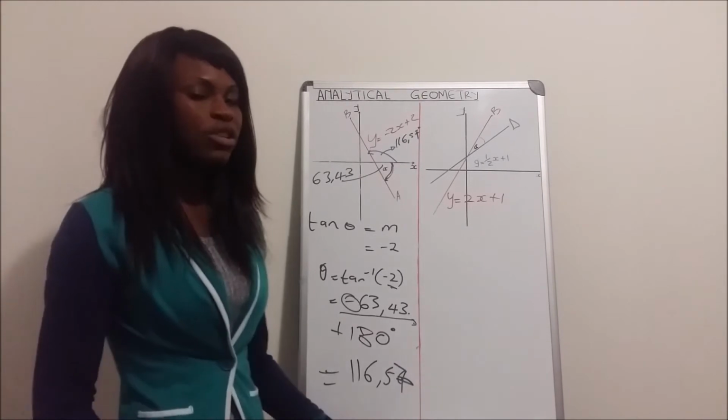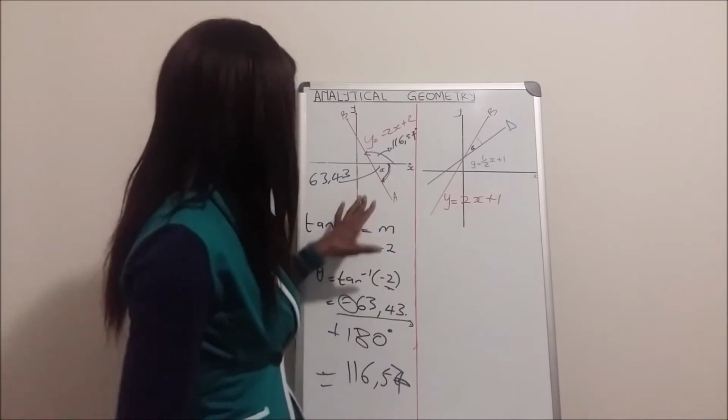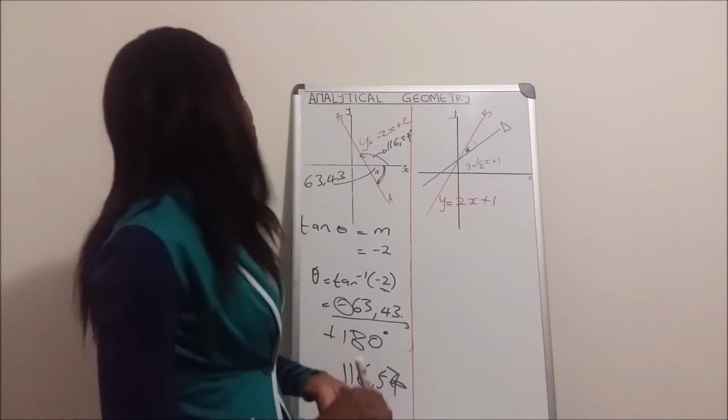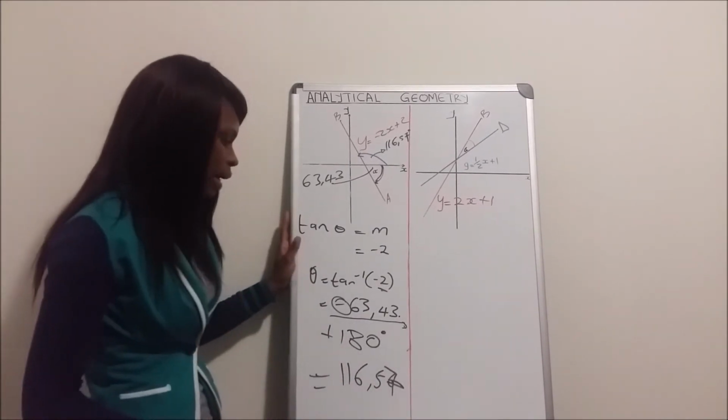If we were asked to find the angle of inclination, this is it. It's just that for this case we were asked to find this angle, which is the angle measured clockwise. Alright guys, I hope you understood this example.